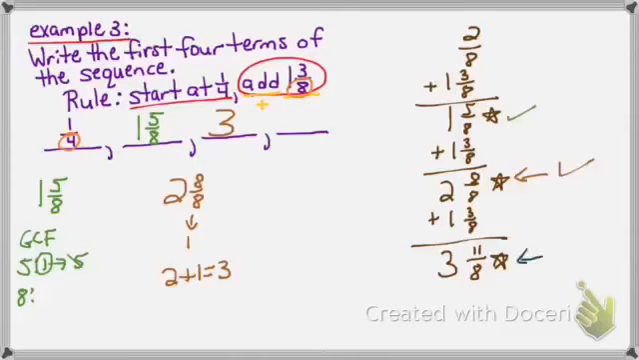Done with that one. Move down to my next star, which I see is 3 11/8. I'll write it down. Ooh, that is an improper fraction. That is not going to work in a chicken fight.